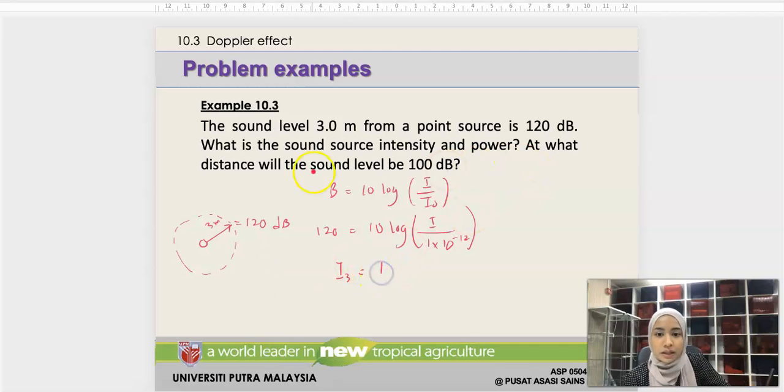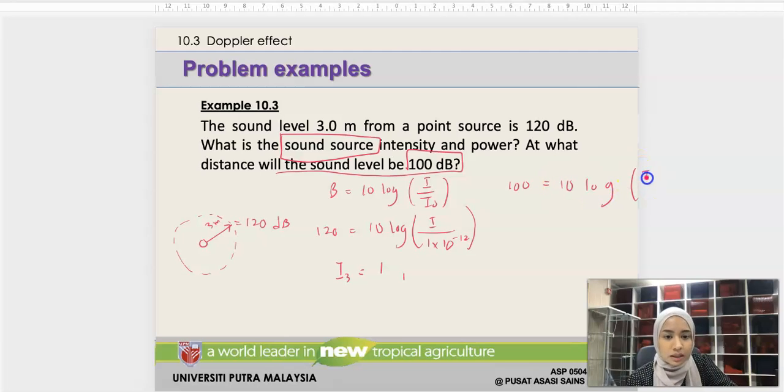Now I want to find what is the sound source intensity. So I want to know what is the sound source. And I also want to know what is the distance that the sound level will be 100 dB. So let's do this one first. Then we'll look at the sound source. So 100 dB, what is the intensity? So 10 log I over I naught.